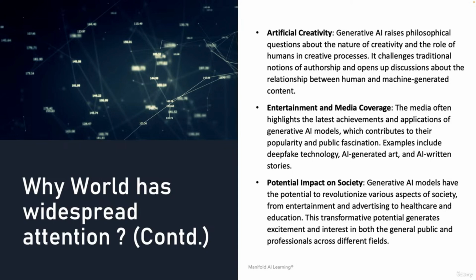And because of all these advancements, obviously, the media is highlighting the latest advancements and the applications of such generative AI models, and this is contributing to their popularity and public fascination. Examples include deepfake technology, which we see day in and day out in news articles, like this celebrity's or this person's video has been created with the help of deepfake technology, or AI generated art, AI written stories. These examples have highlighted the latest advancements in this field, and this has gathered a lot of popularity and public fascination.